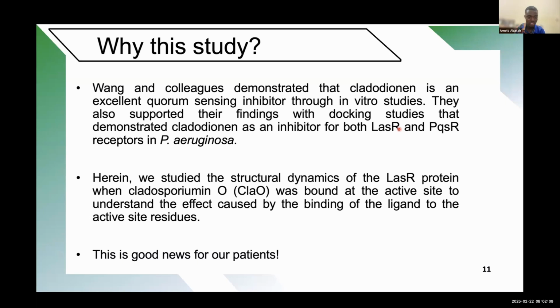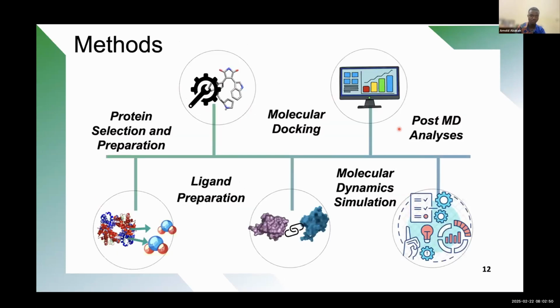Now, what we really did in our study was that we picked CLA-O, another ortholog of cladodionin, and bound it to the active site of the LasR protein. So we were really looking into the chemistry associated with the biofilm formation activity of cladodionin. And this is really good news for us because if you are able to target the biofilm formation machinery in P. aeruginosa, it means that our patients are going to have some success in the treatment of their wounds.